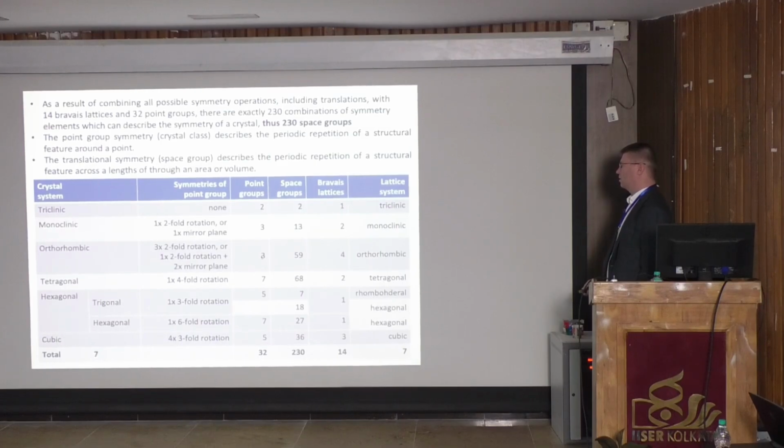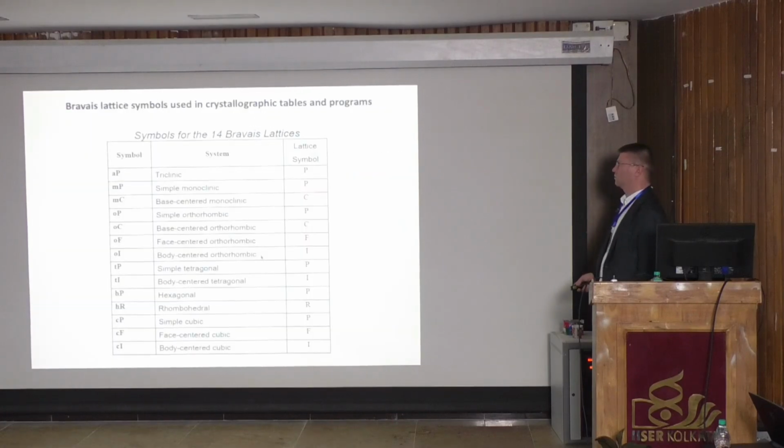And this is now 32 point groups and 230 space groups. 230 possible ways of organizing material in three-dimensional space, periodically oriented. And that's the case. And we have 7 lattice systems in general.